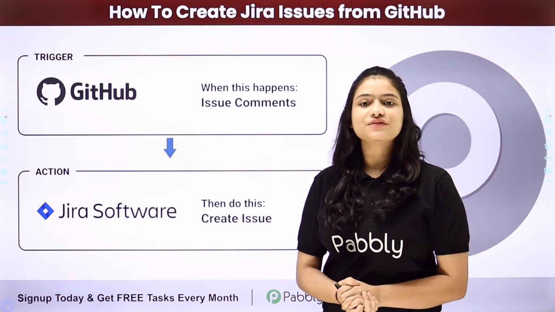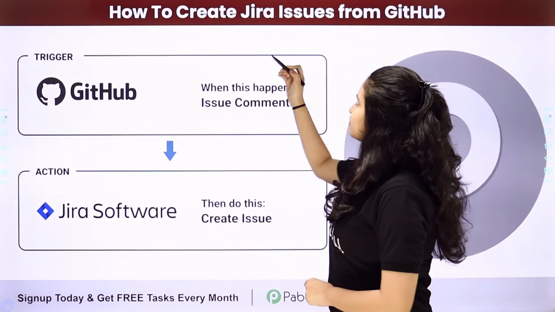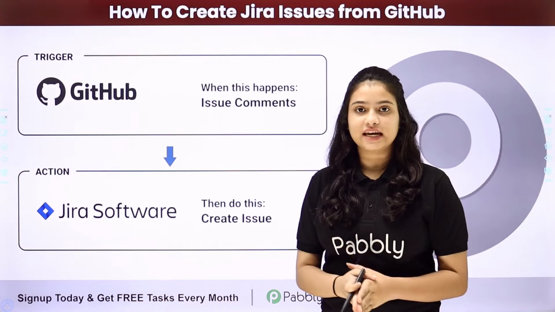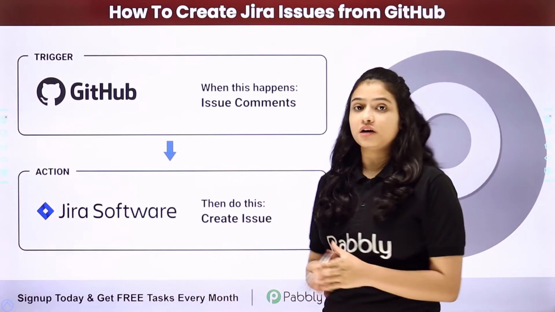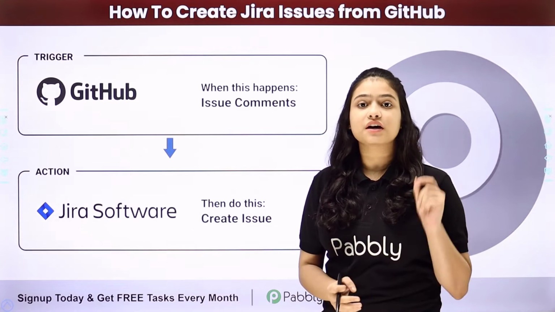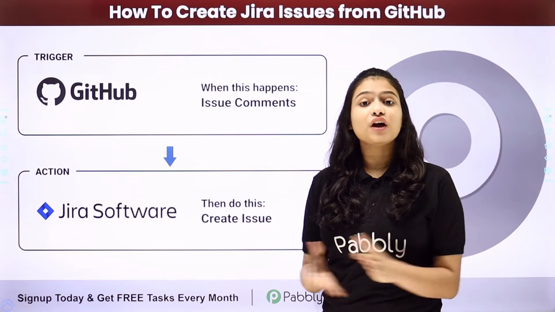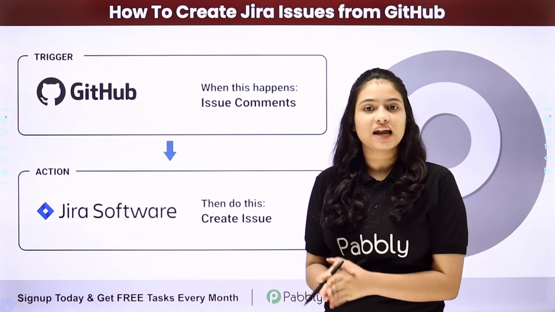Hello everyone, in this video we are going to learn how to create Jira issues from GitHub. I want that whenever a new issue is created in the form of a comment in GitHub, automatically by using the same response, a new issue should also be created and added in my Jira software account. So how are we going to do this process automatically and effortlessly?